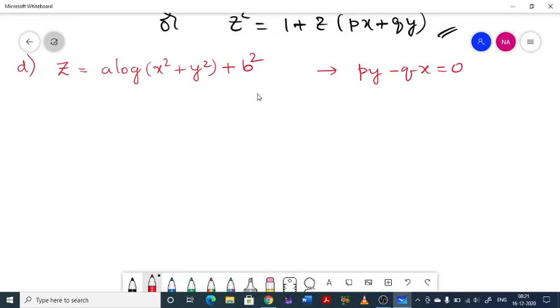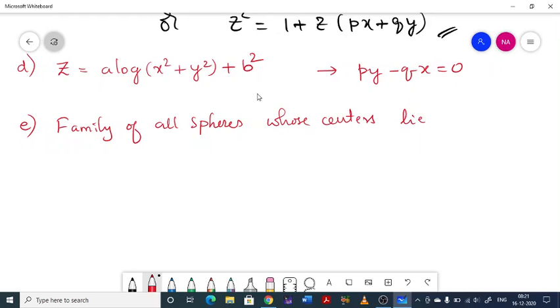There is a statement-like problem here, A, B, C, D, E, yes. Find the PDE of the family of all spheres whose centers lie on the plane z equal to 0, having constant radius r. So this is the problem statement.